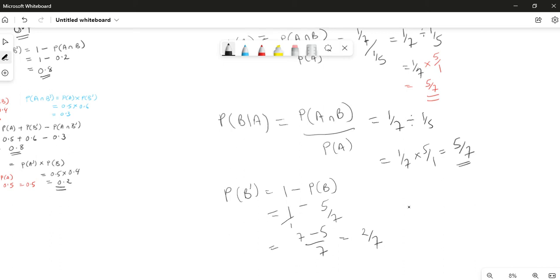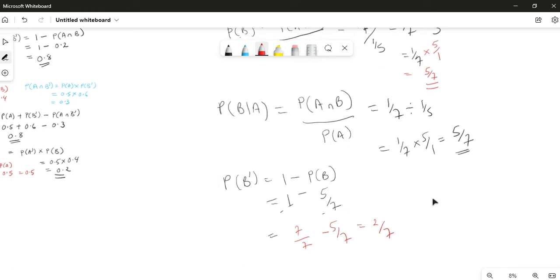Another trick you can use, especially when you're subtracting a fraction from 1, you can take it like this also. 1 minus 5 over 7 is the same as 7 over 7 minus 5 over 7. It gives us 2 over 7. Just remember the denominator, put it as the numerator over the same denominator, and subtract the original fraction. So the probability of B not occurring is 2 over 7.